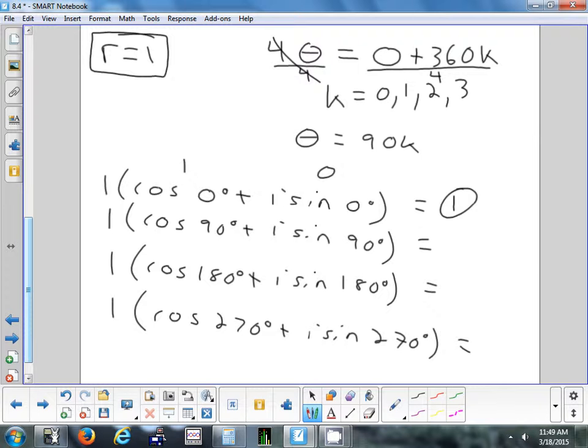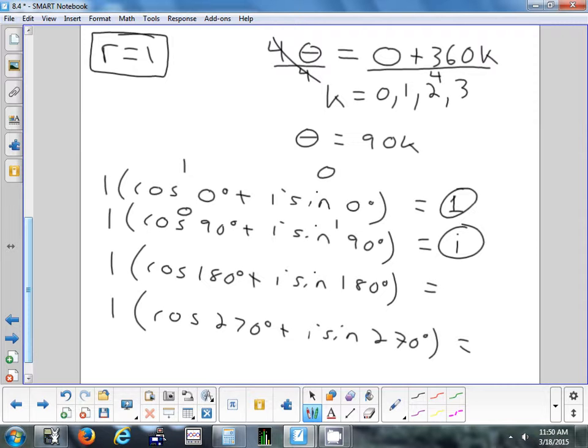Cosine of 90, okay, that's going to be 0. Sine of 90 is 1. 0 plus i times 1, i. Okay, if you raise i to the 4th power, do you get 1? Yeah. i times i is negative 1. i times i is another negative 1. And then negative 1 times negative 1 is 1. Okay, so that to the 4th power is 1. So that one works.